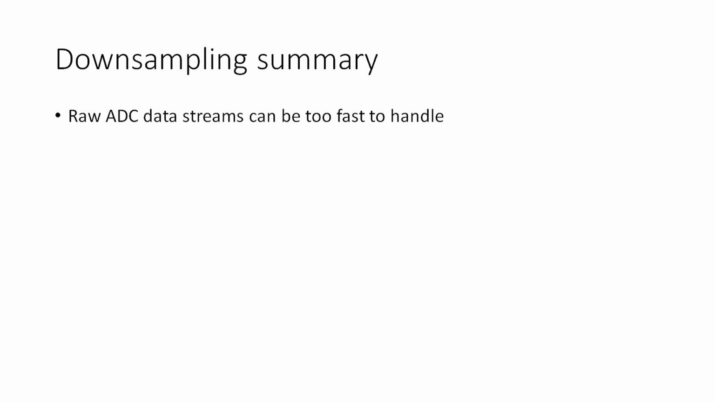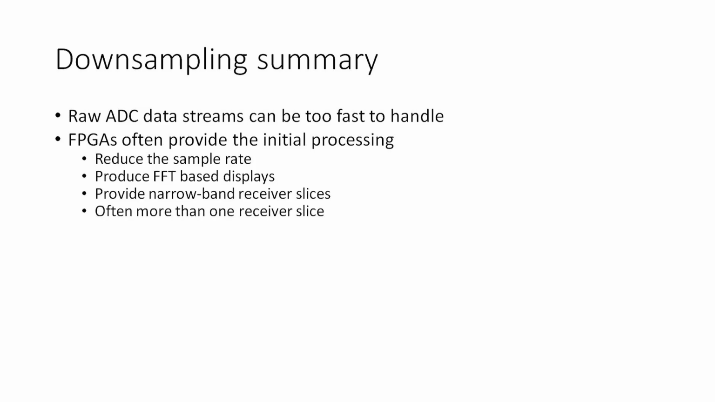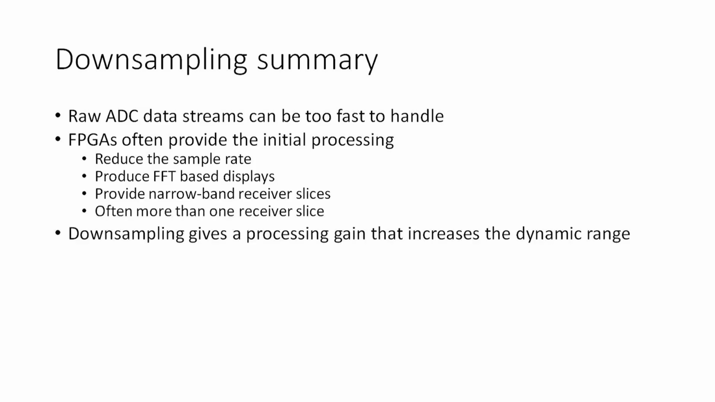So just to recap, the raw ADC samples are too hot to handle, basically. FPGAs provide the answer. They reduce the sample rate and they produce the FFT display data. And they provide narrowband receive slices, which you can then process in a PC because they're not very strenuous.